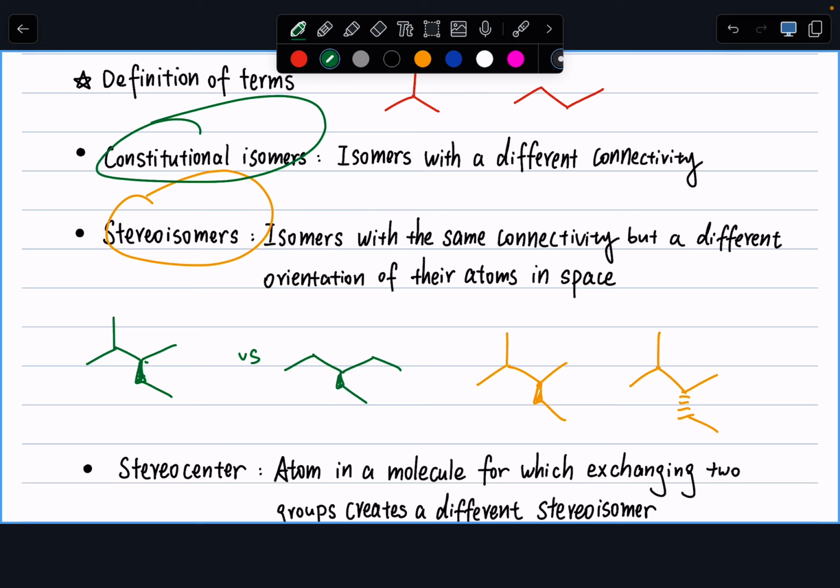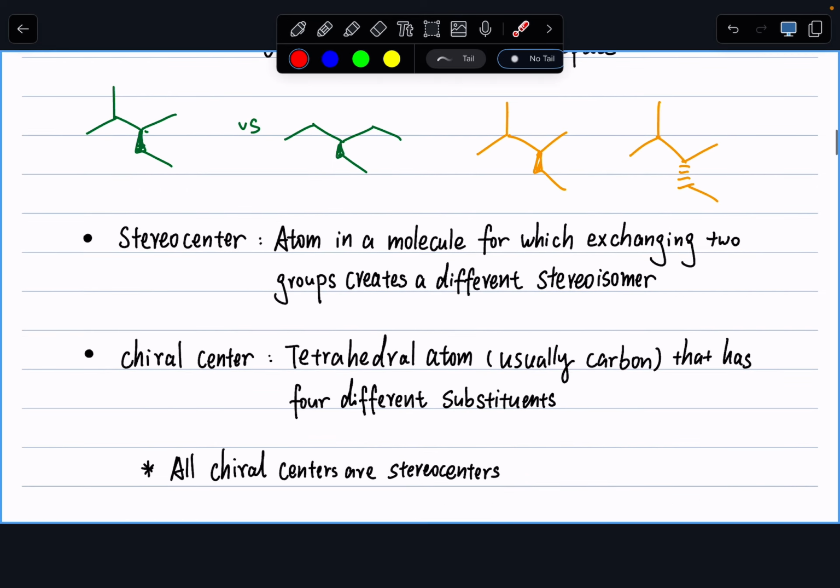All right. And when we're looking at organic molecules, we'll always refer to things like stereocenter or chiral center. These are two concepts that are closely related to each other, but not exactly the same. When we're referring to a stereocenter, we're saying atoms in a molecule for which exchanging two groups will create a different stereoisomer. And when we say a chiral center, we're saying a tetrahedral atom, typically a carbon atom, that has 4 different substituents. So all chiral centers are stereocenters, but some of the stereocenters are not chiral centers.